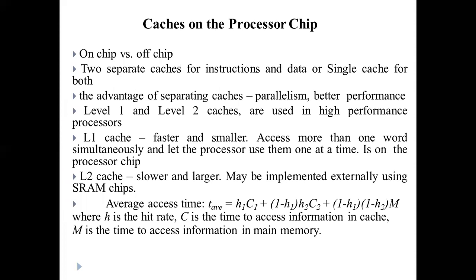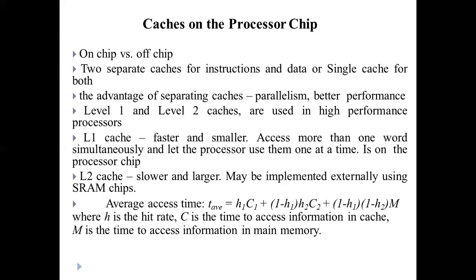Again, cache on the processor chip. There are two types of cache memories: level 1 and level 2. Either two separate caches for instruction and data, or a single cache for both. What are the advantages of separating the cache?